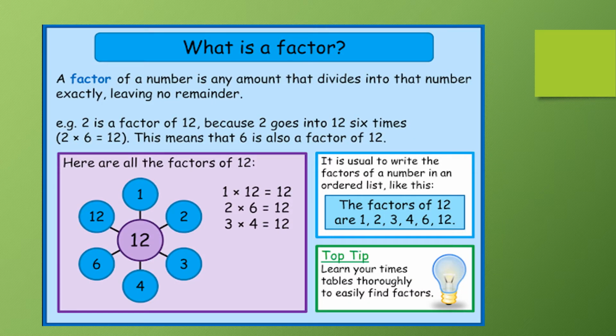What is a factor? A factor is a number which divides that number exactly without any remainder. Now, if you take 12 as an example, 12 is divisible by 1, 2, 3, 4, 6 and 12 without remainder. So, these are factors of 12.